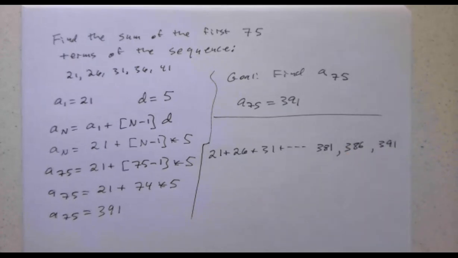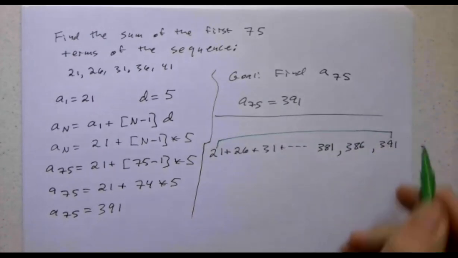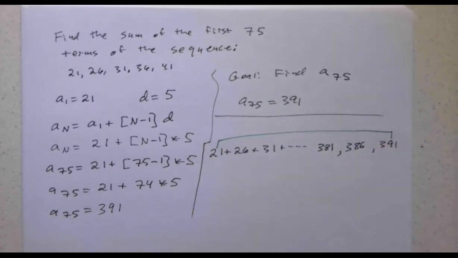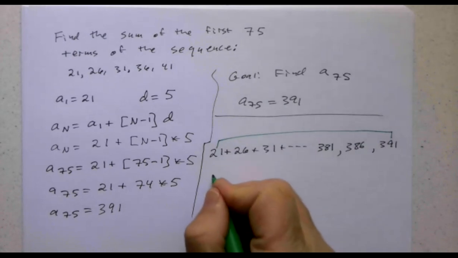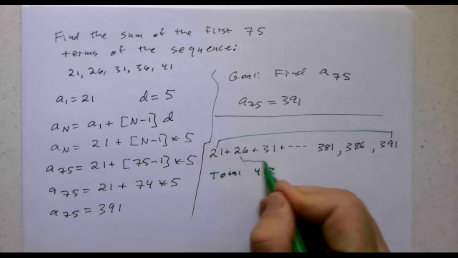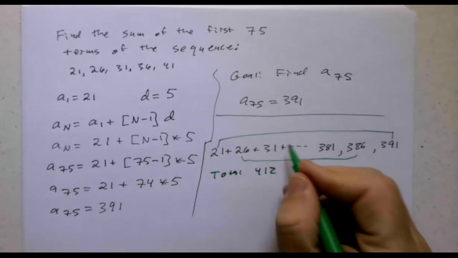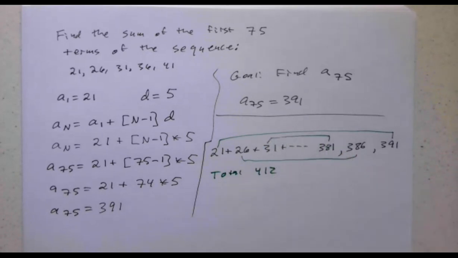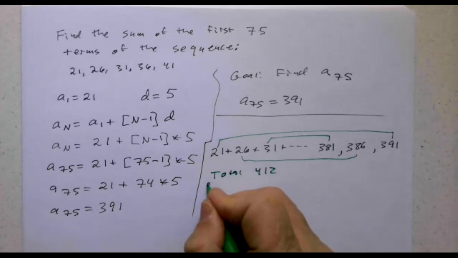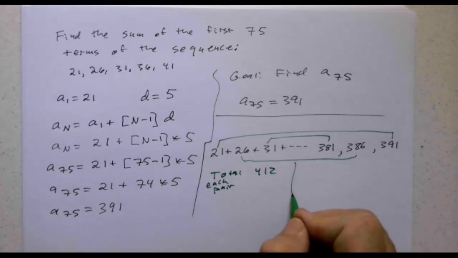And we always look at the first and the last to see what they total up to. 21 plus 391 is 412, so the total is 412. 26 plus 386, also 412. 31 plus 381, also 412. So our total for each pair is 412.